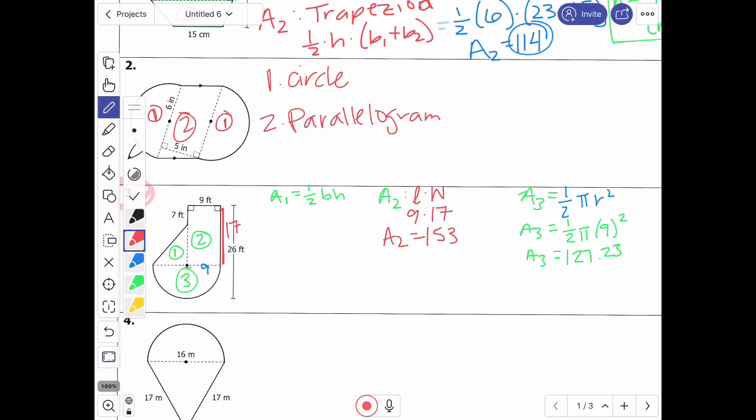Then lastly, I'm going to find this triangle, which I named number 1. So I need to know what my base is and what my height is. Well, my base is coming again from that radius of the circle. So my base is going to be 9.